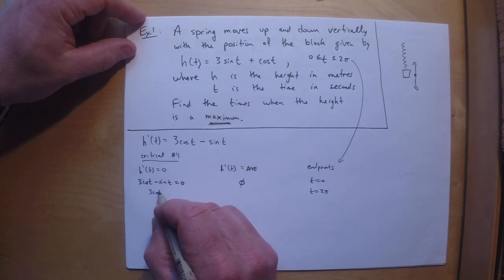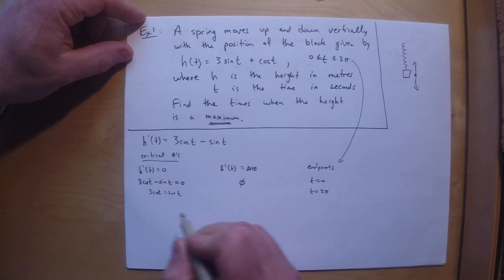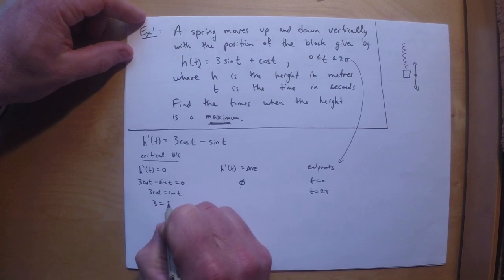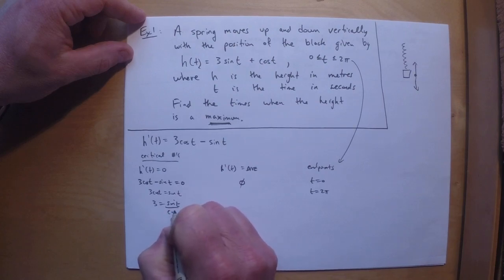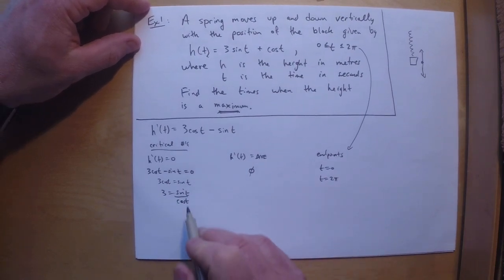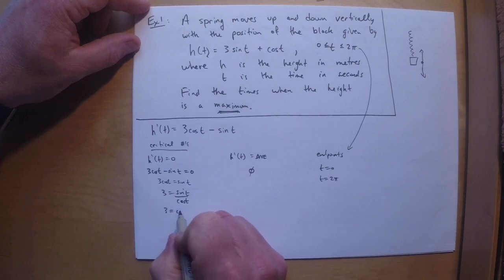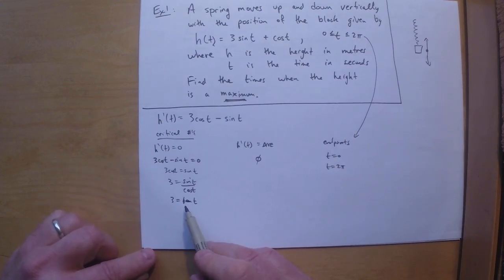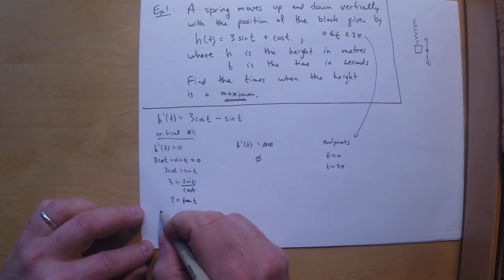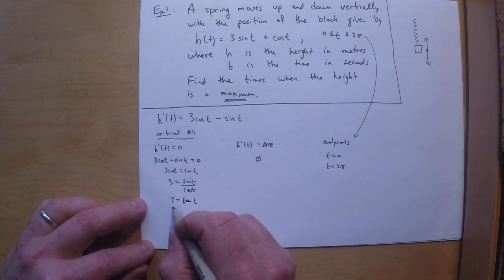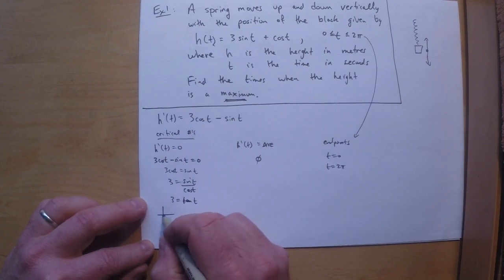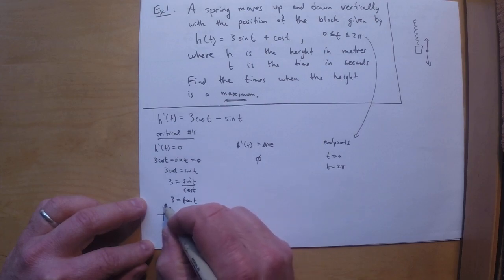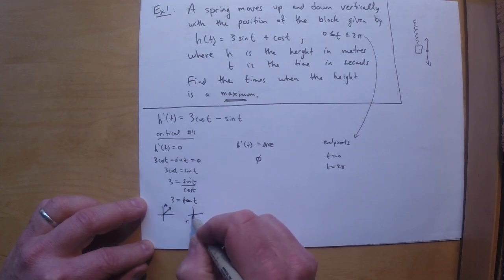So 3 cos t, move the sine t to the other side, divide by cos, and you'd get 3 equals sine t over cos t, so 3 equals tan t. And now you can solve this, which is an equation. It's positive, so I would do this with my CAST rule. I know it's going to be in quadrant 1, for All Students Take Calculus, and quadrant 3.